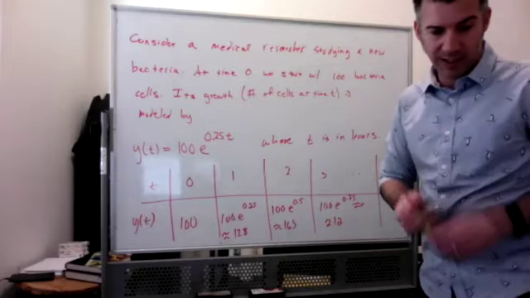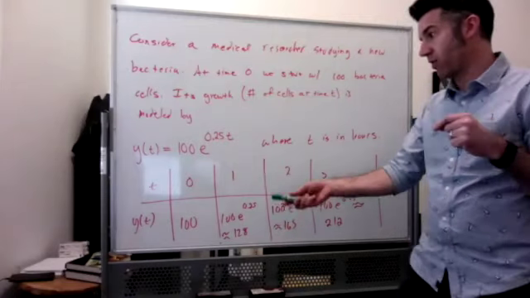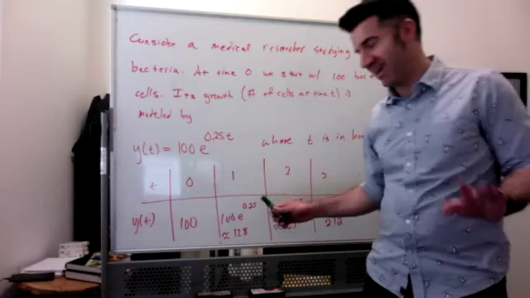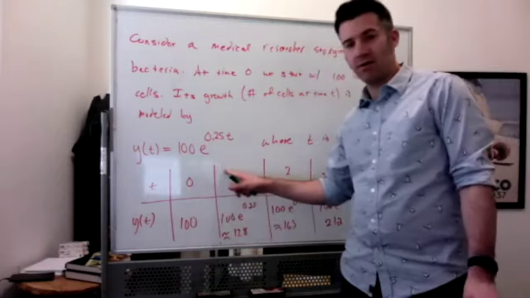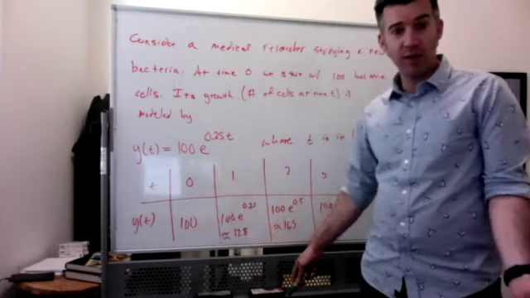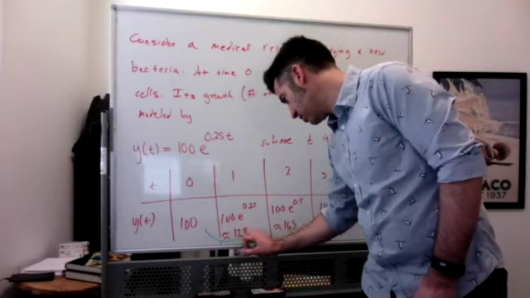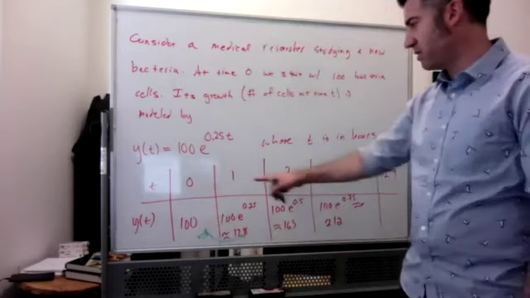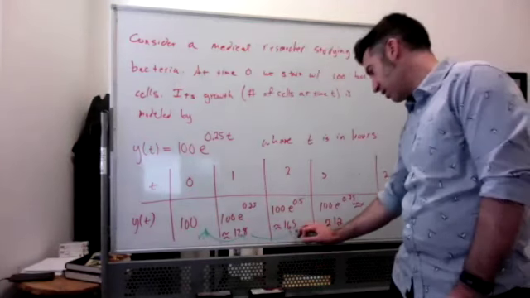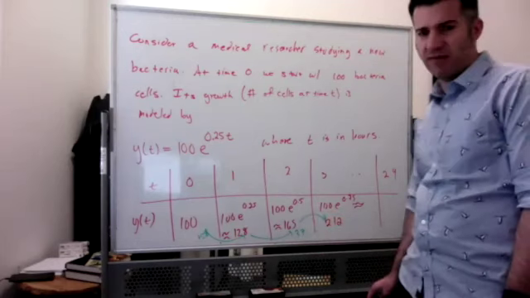So what I want to point out, because this is a key thing, is that we're increasing the time by the same amount each time. 1 hour, 1 hour, 1 hour. Between the 0th hour and the 1st hour, the number of bacteria increased by 28 cells. But from the first hour to the second hour, the population increased by 37 cells. And then from here to here, the population increased by 47 cells.